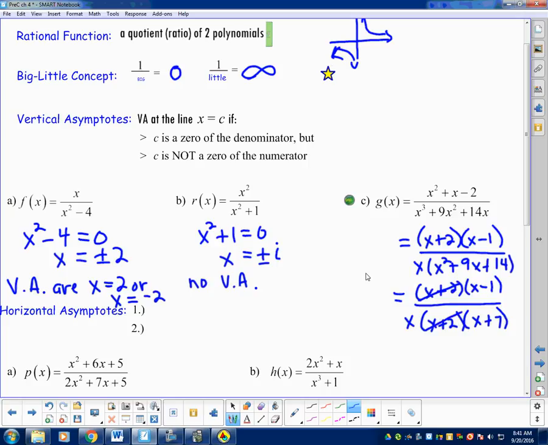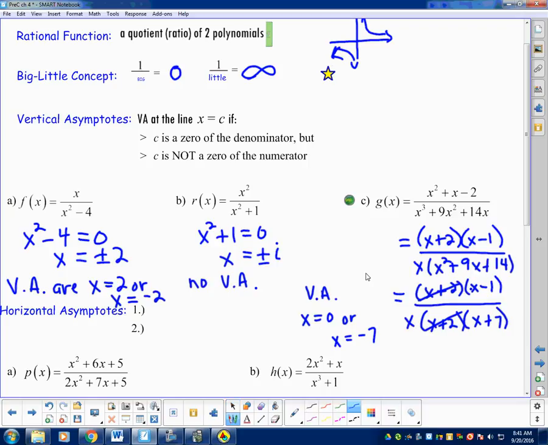And so the vertical asymptotes are only those zeros that are not also zeros in the top. Or another way to say that is any of the zeros in the bottom that don't get canceled out with factors in the top. Okay. So the vertical asymptotes on this one are x equals 0 or x equals -7. x equals -2 is not a vertical asymptote because it gets canceled out here. So you might want to make a note of that.